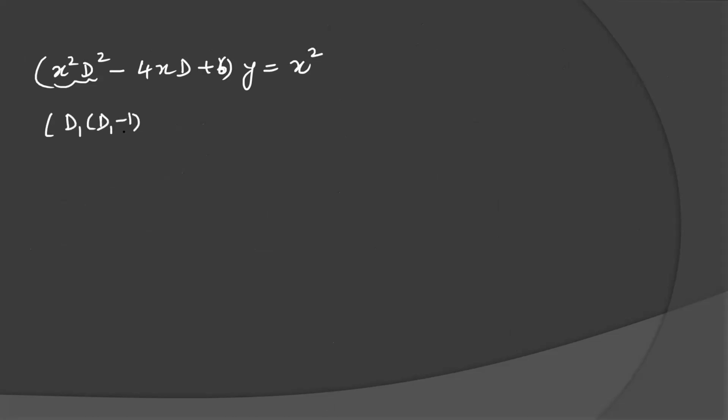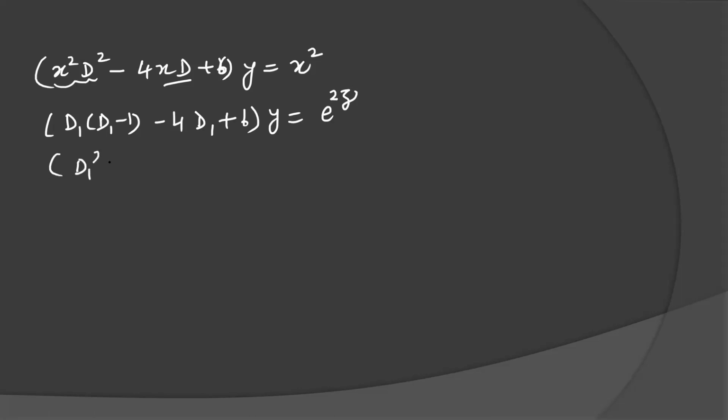Now see the differential equation carefully. We can write our differential equation in this form: x square d square minus 4xd plus 6y is equal to x square. Now put the value: x square d square is d1 (d1 minus 1), minus 4 xd is equal to d1 only, plus 6y. What is x? X is actually e power z. That means x square will be e to the power 2z. People forget to change in RHS. You have to be careful and replace x in right hand side also.